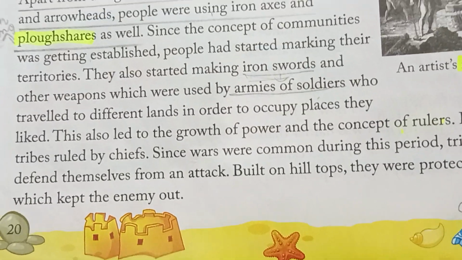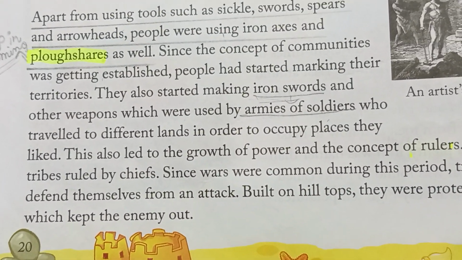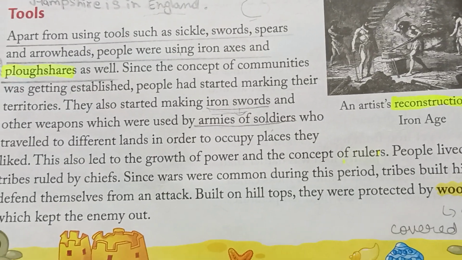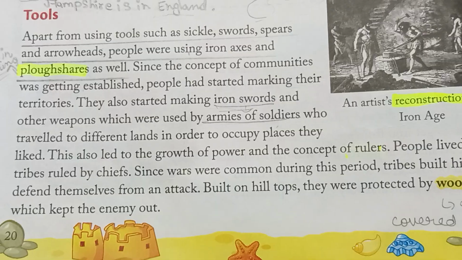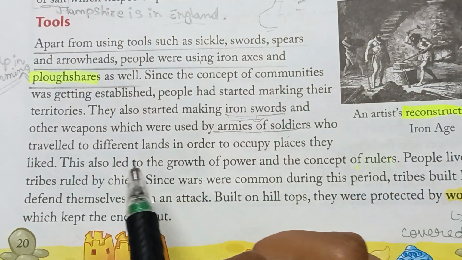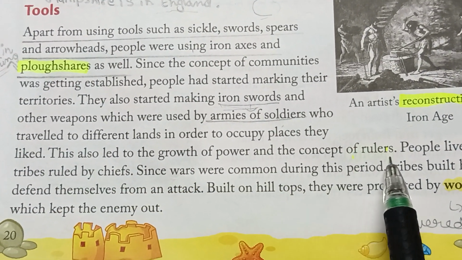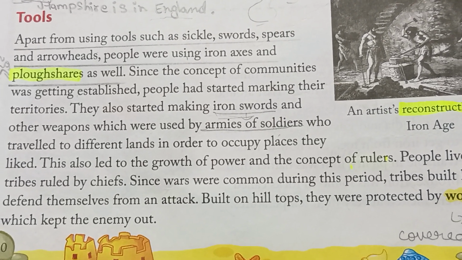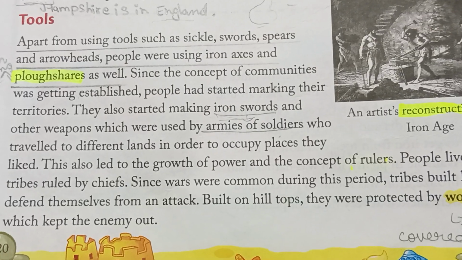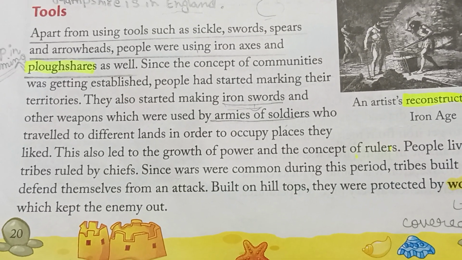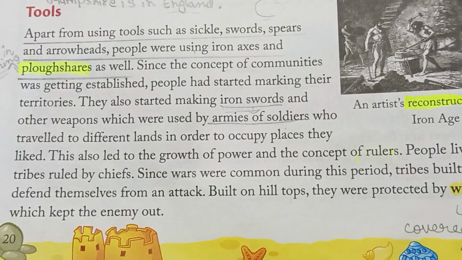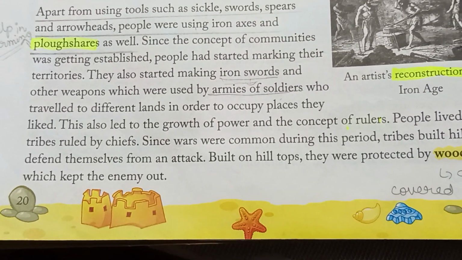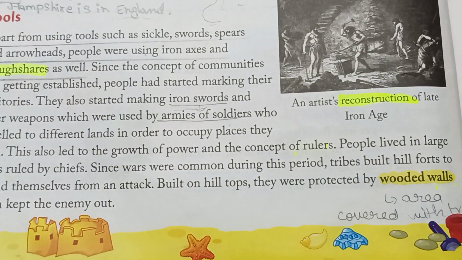They traveled to different places in order to occupy places. The army soldiers had these iron swords, and they traveled to different places, and they occupied all the areas that they liked. If they liked an area, they would occupy that area. This also led to the growth of power and the concept of rulers. Because the armies and soldiers occupied the spaces, this led to the growth of power, and then the concept of rulers also emerged. The concept of rulers means kings. Now the kings ruled different areas.